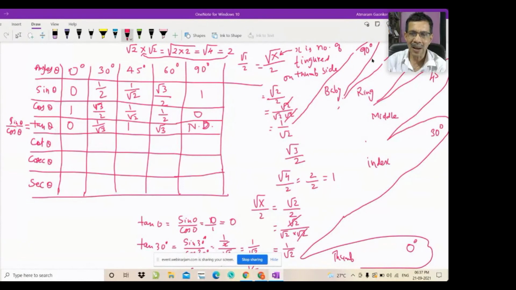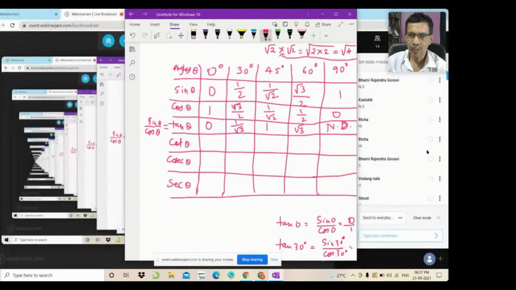And this is how you can fill the table of tan of some specific angles. Is there any question up to here? Please ask your question if there are any difficulties, and if no difficulties, please type U or C, or clear or understood. That's very nice. Please don't hesitate to ask your doubts or difficulties.